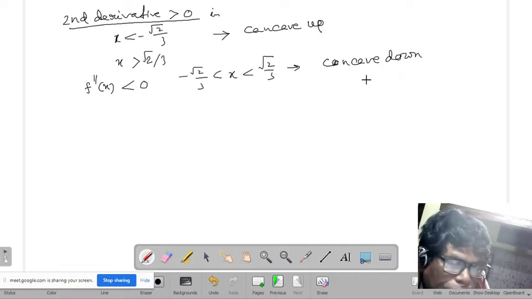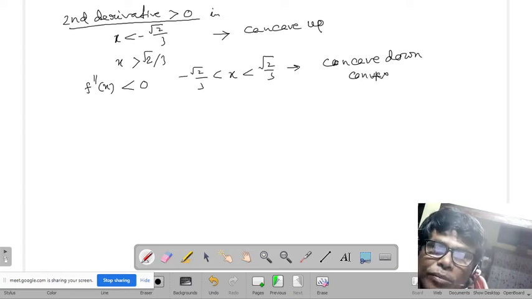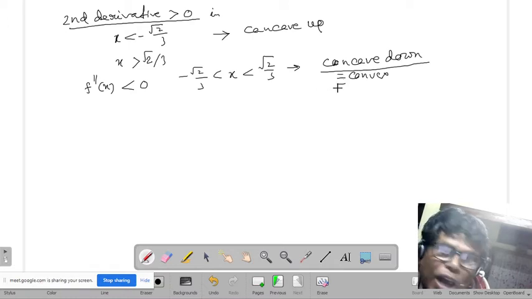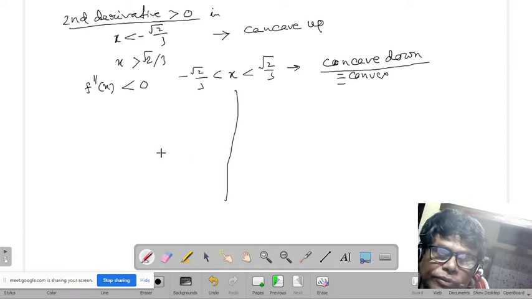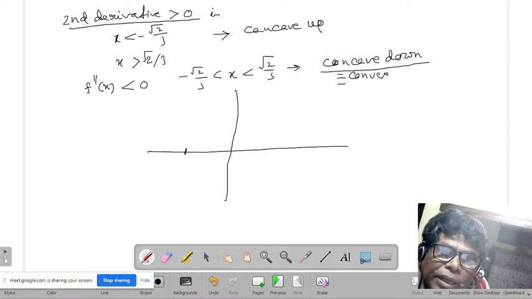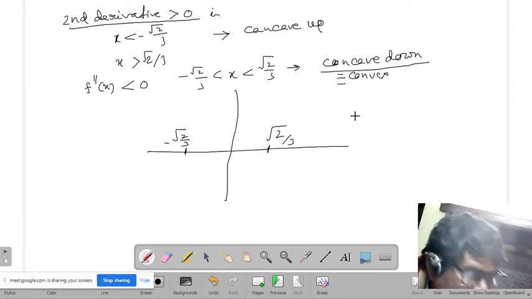Concave down means convex. Okay, so the function is concave up in this region. So there are two regions, here one, it is minus root 2 by 3 and this is plus root 2 by 3. So within this region it is concave down, that is convex, and beyond this region it is concave up.